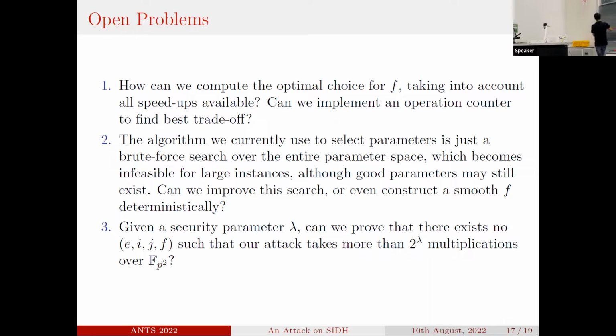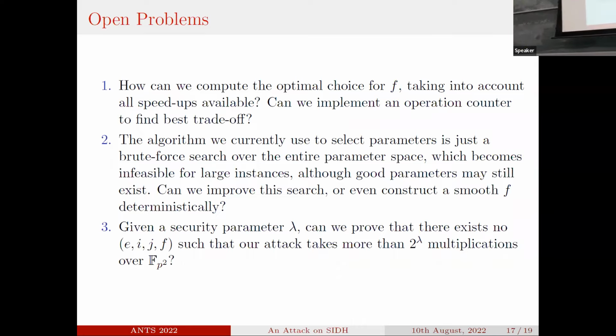Given coprime integers A and B, we need to find smooth a and C and a small b, such that a times capital A plus b times capital B is equal to C.